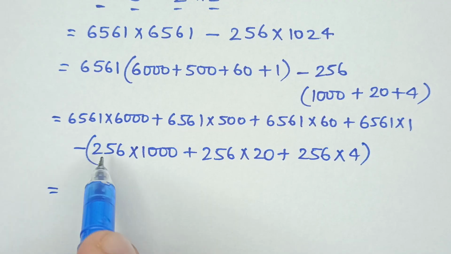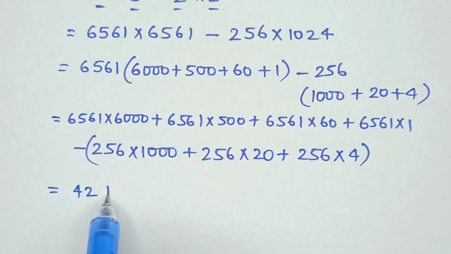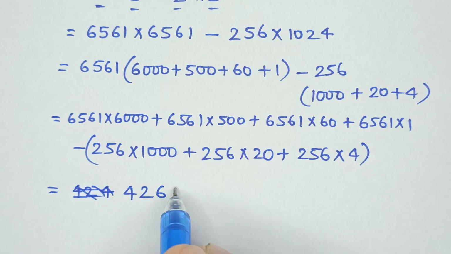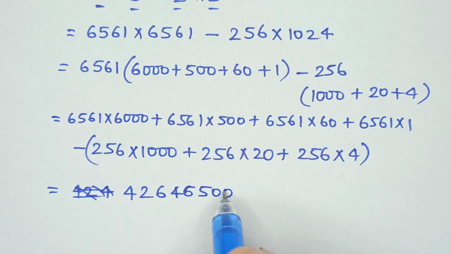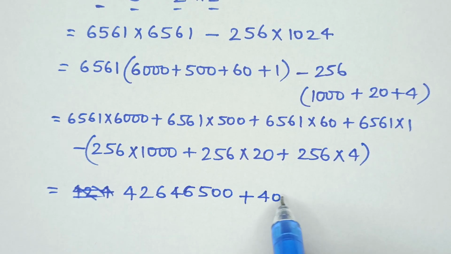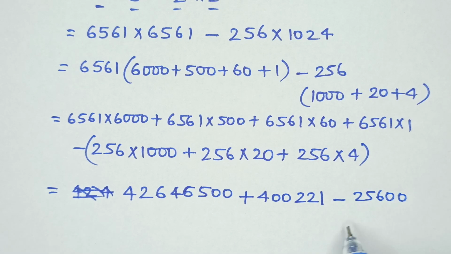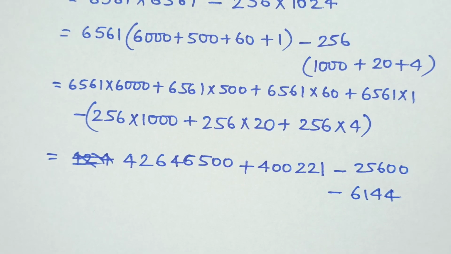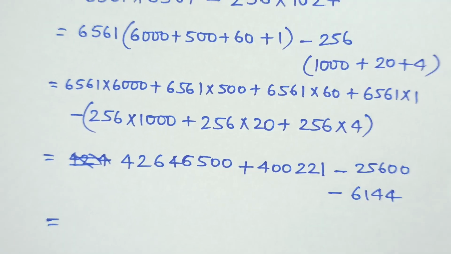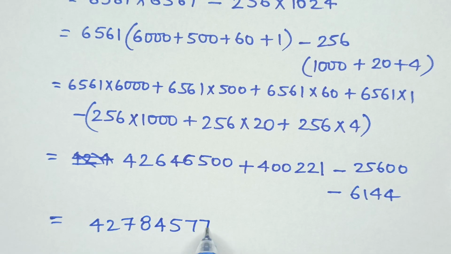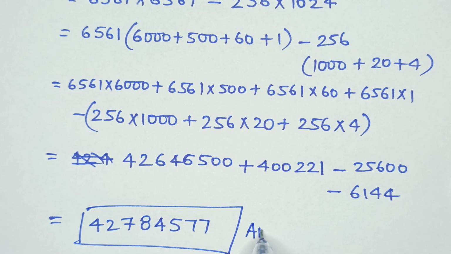So 6561 in this case would be... 6500 plus... 25600 minus 6144. And when you solve all these problems together, the final answer that you get for this problem is 42784577. So this right here is the final answer that we were looking for.